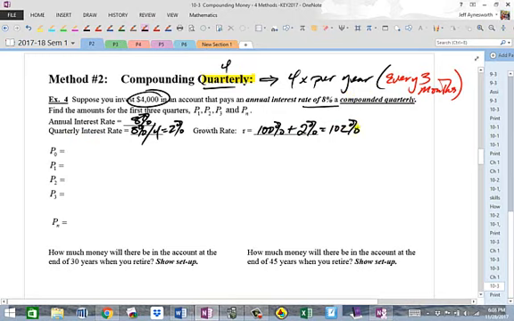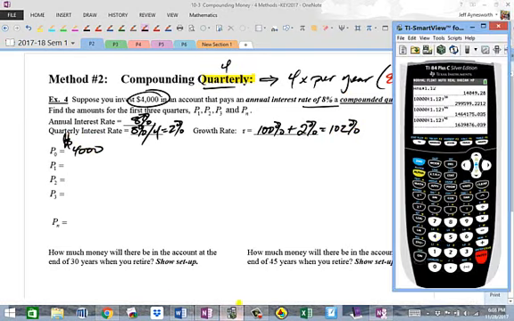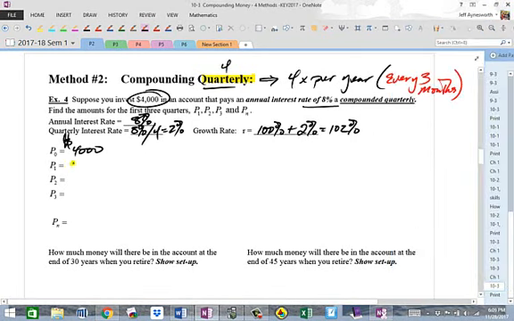So let's calculate that. Let's start off with $4,000. Here we go. Let's clear it out. Start with 4,000. We're going to multiply it by 1.02 to get the amount after 3 months, or after every quarter. So 4,080. So we multiply that by the growth rate. This represents your first quarter. P sub 2 represents the amount after the second quarter, or after 6 months. And then P sub 3 represents the amount after 3 quarters, or 9 months, because they're 3-month periods.